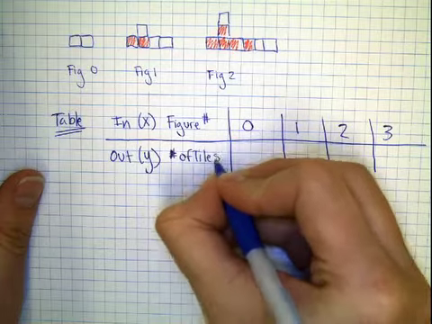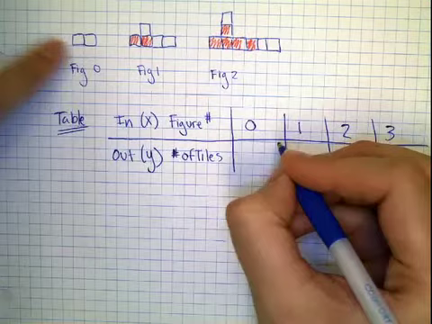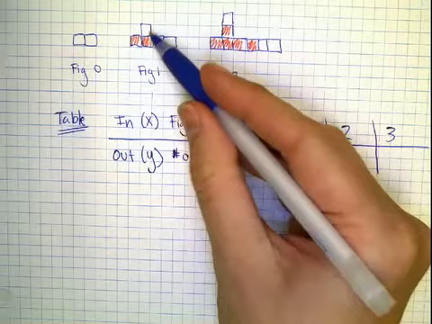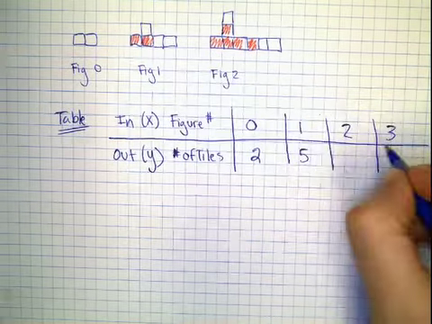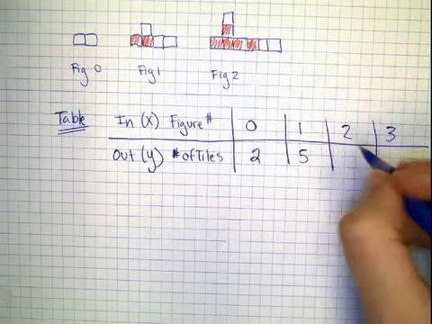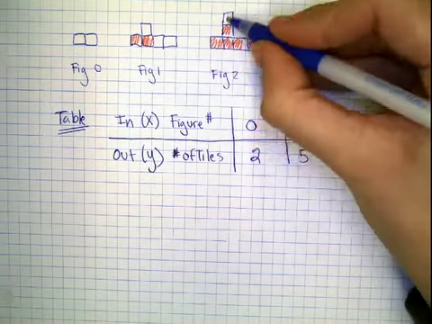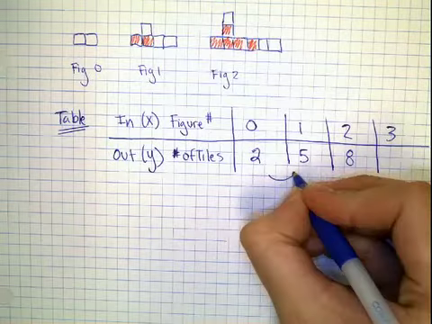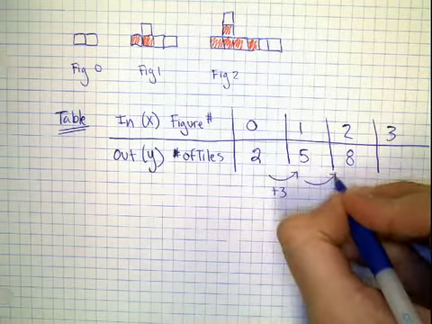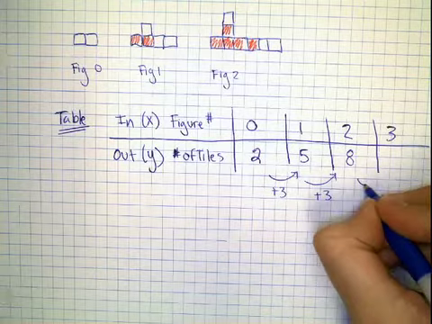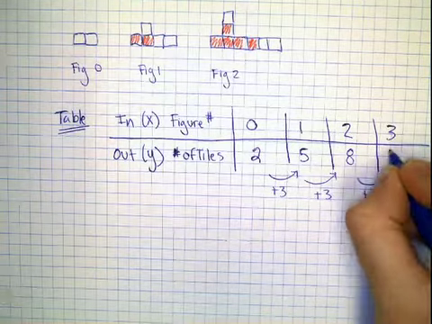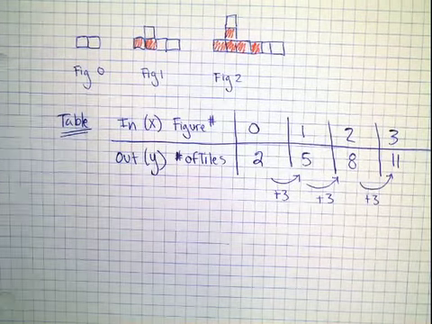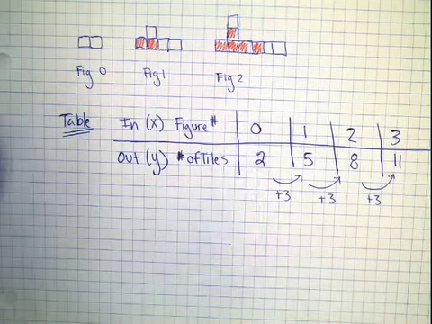If we counted up how many tiles, figure 0 only has 2 tiles in it. Figure 1 has 2 plus 3 more, so 5 tiles. Figure 2 keeps growing up, has 8 tiles if you count them. 1, 2, 3, 4, 5, 6, 7, 8. If I can tell what the pattern's doing, it's adding 3, then I can figure out what's going to happen with the next figure. If you added 3 again, it would have 11. And I could continue this out to figure 4, figure 5, figure 6. I don't really want to, but I could. So that's the basic idea.